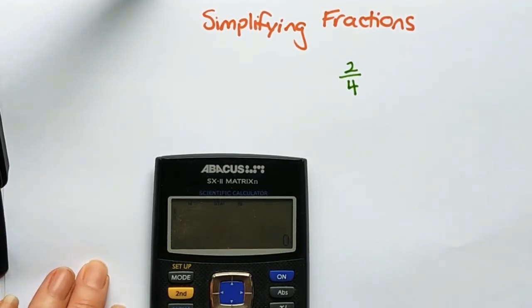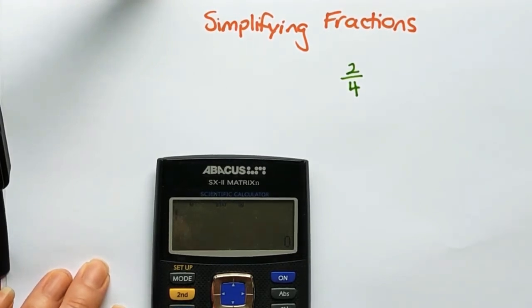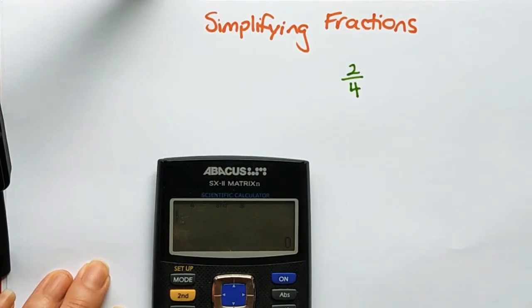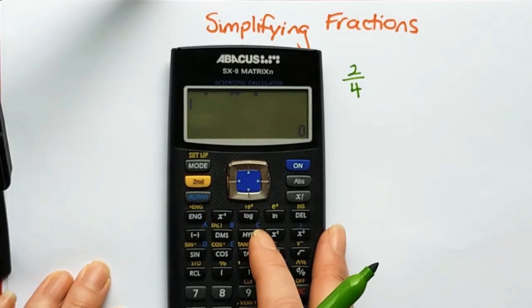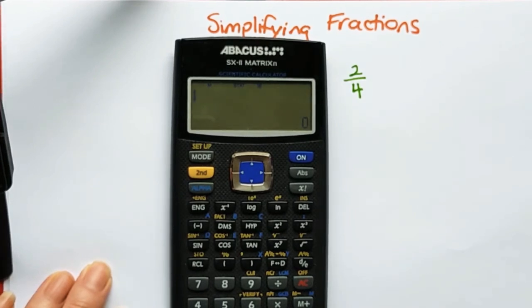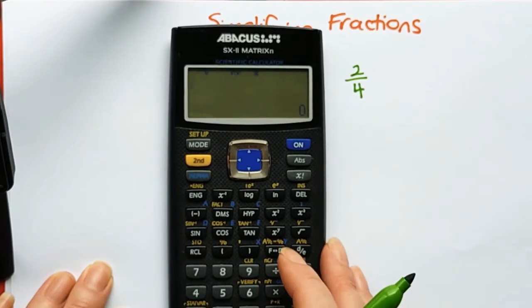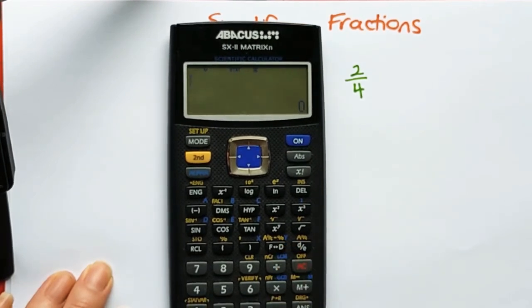So what we can do is we can use our calculators to help us simplify fractions so that the answer we get is the littlest amount. Hopefully everyone's got the same calculator, but that rarely happens. So we're going to have a look at the calculator button that a few different calculators have.